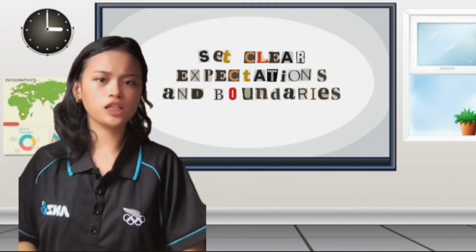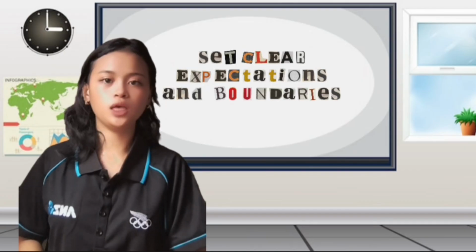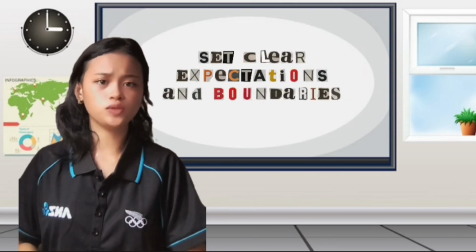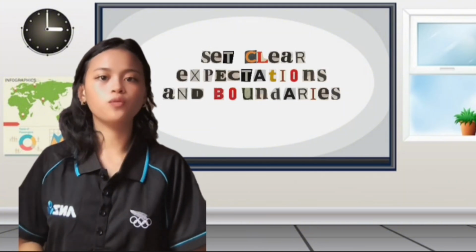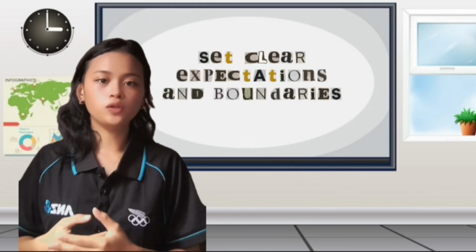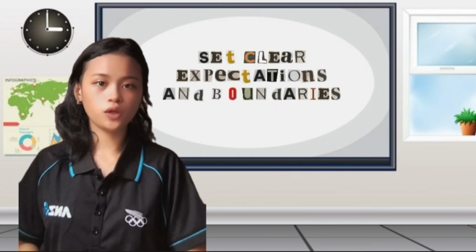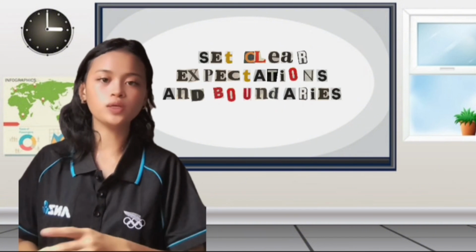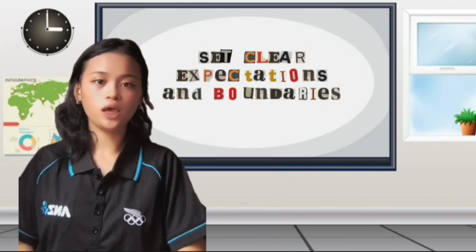Lastly, we have set clear expectations and boundaries. Establishing clear expectations and boundaries is essential for providing young people with a sense of security and structure. This involves communicating rules and guidelines in a consistent and transparent manner, as well as explaining the reasons behind them. It is also important to ensure that consequences for violating boundaries are fair, proportionate, and consistently enforced.